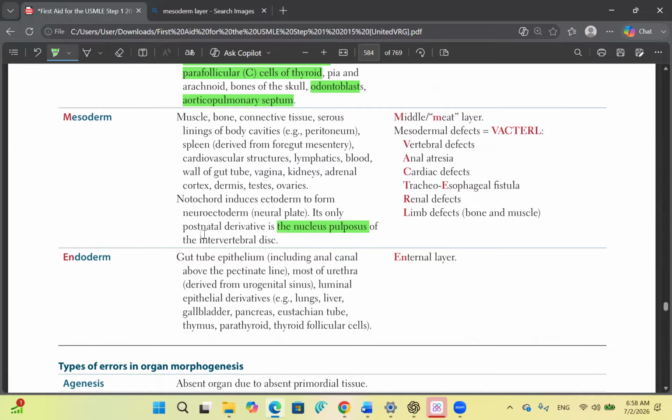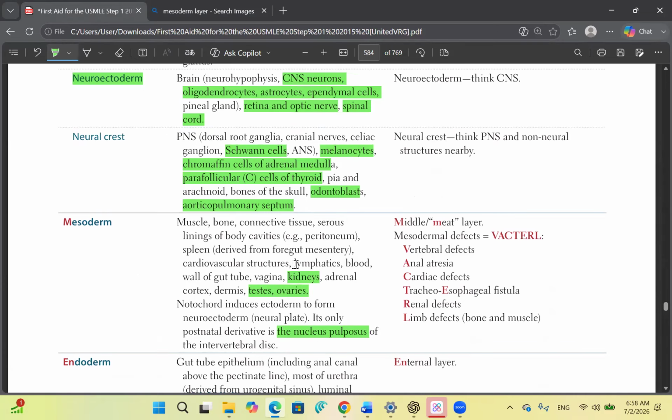Then comes the paraxial mesoderm. It causes the formation of vertebrae and ribs. Let's see where they are. They have not written it here, I think. But they're derived from parts of the mesoderm. And then comes the intermediate mesoderm that forms the kidneys and the gonads, testes and ovaries. And then we have the lateral plate mesoderm that forms the microglia, limbs, and stem cells of the hematopoietic system.